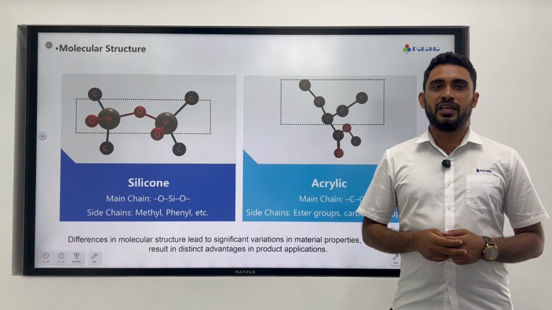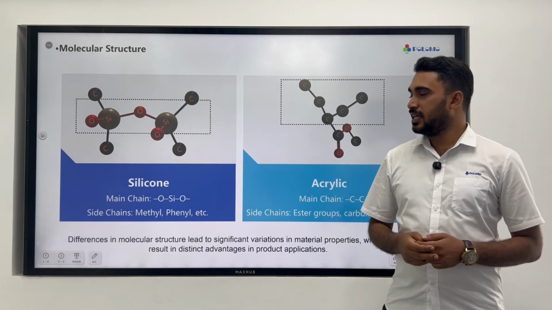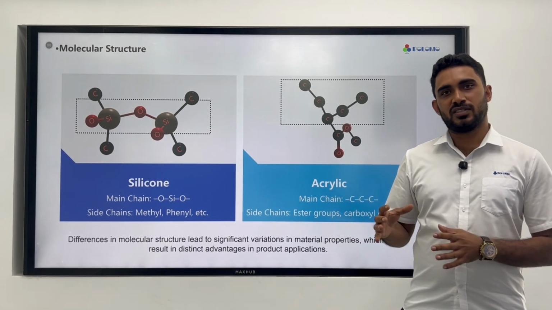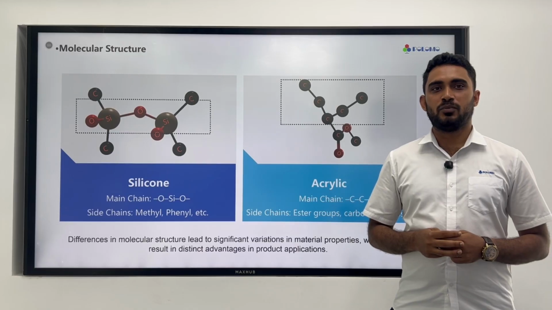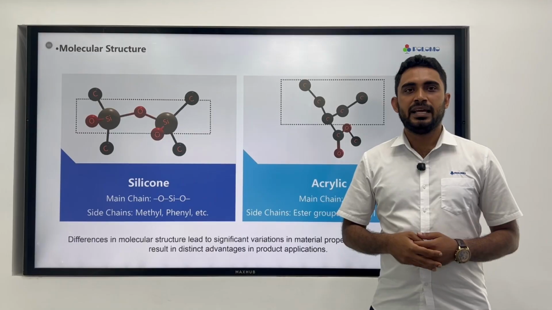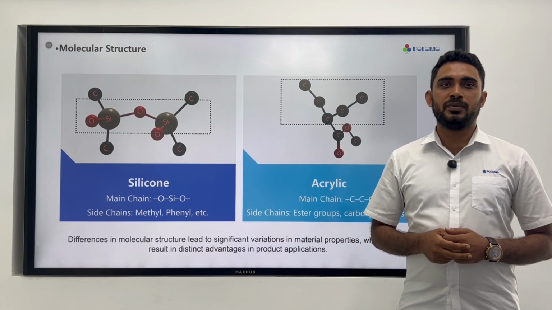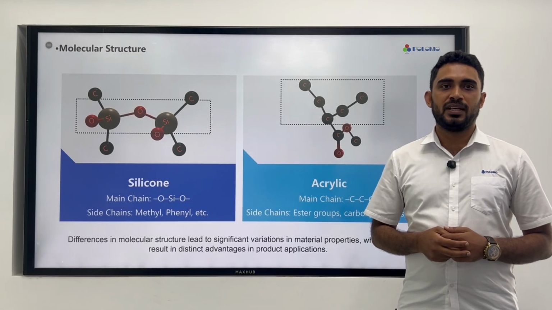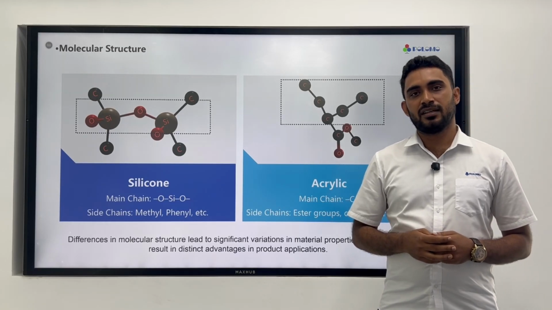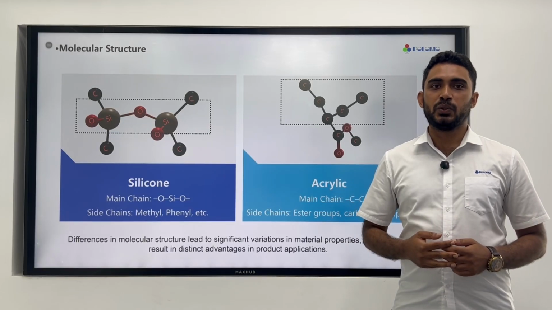Let's get really deep, down to the molecular level itself. Here's the silicone molecule. Its main chain is made of silicon-oxygen bonds: silicon, oxygen, silicon. The side chains are mostly methyl and phenyl groups. Now look at the acrylic. Its main chain is a carbon-carbon bond. Side chains are ester groups, carboxyl groups, and amide groups. This might look like a small difference, but it changes everything about how the material behaves in real life. Let me show you why.